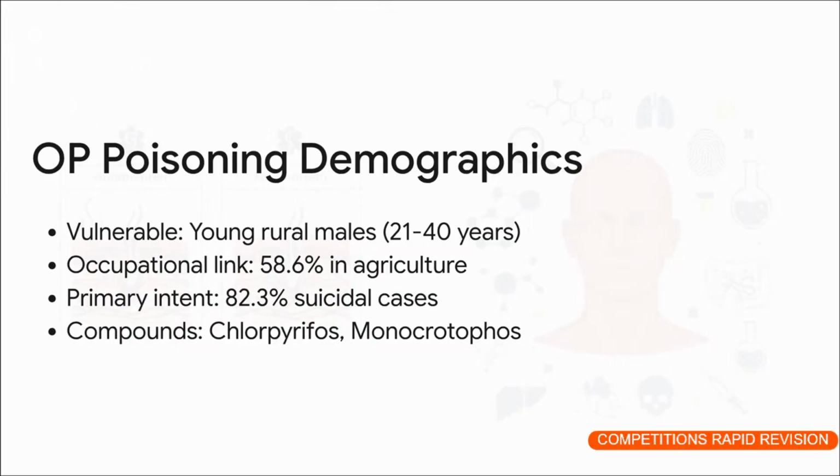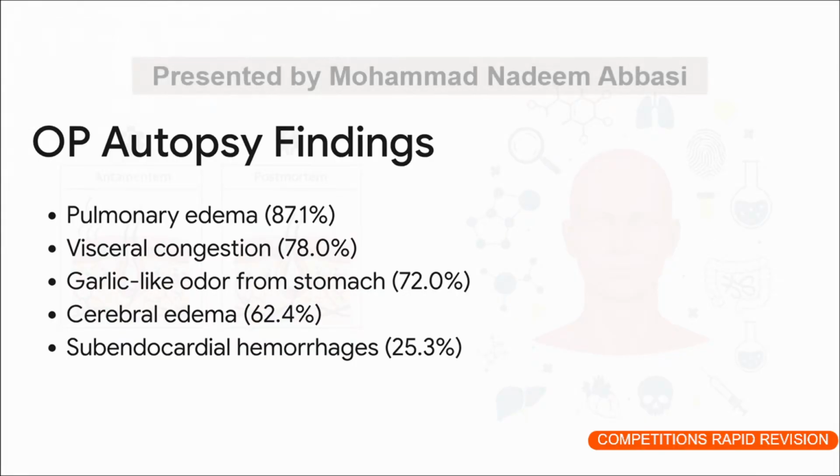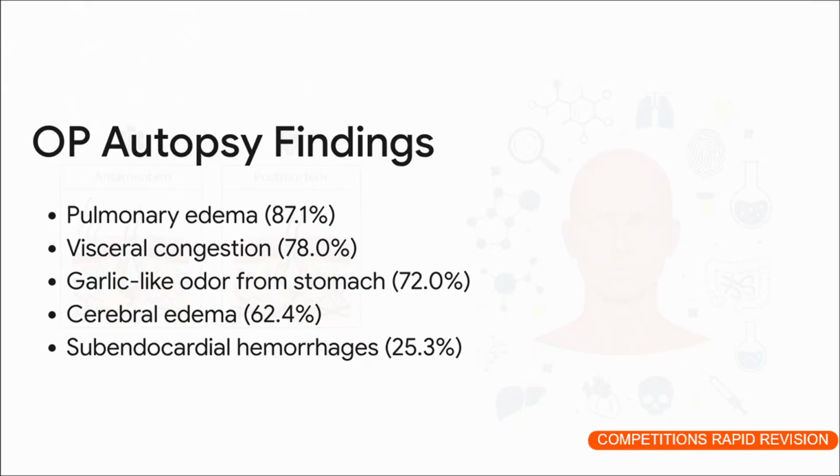Examiners absolutely love to test your knowledge of common WHO Class 1 compounds, like chlorpyrifos and monocrotophos, right inside these exact demographic scenarios. If an autopsy vignette mentions pulmonary edema or garlic-like odor from the stomach, then you're definitely looking at a classic OP poisoning fatality. Pulmonary edema is usually the terminal event here, seen in over 87% of cases. The visceral congestion and cerebral edema just reflect total systemic collapse and central nervous system toxicity. But that garlic-like odor from the stomach contents? That is your absolute golden catchword to lock in the diagnosis instantly.